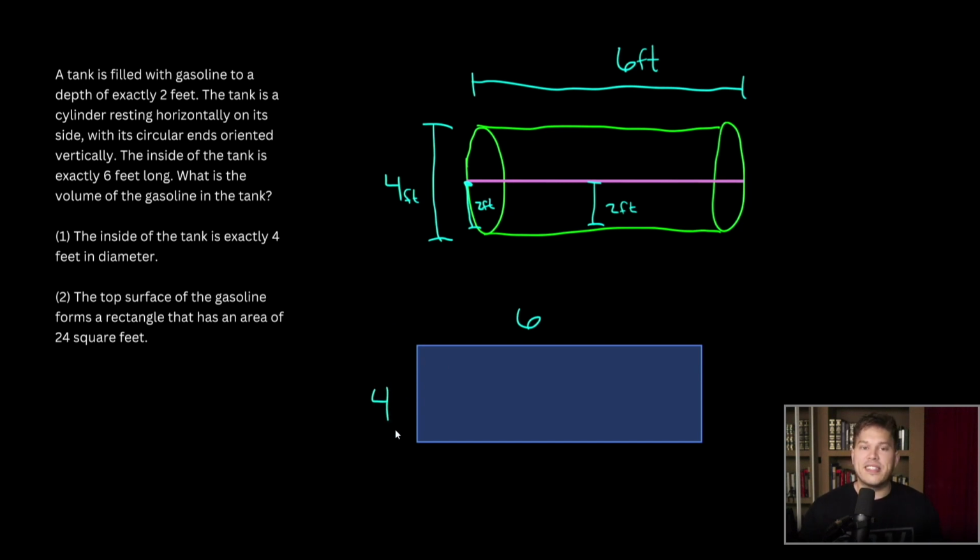Okay, again, this does allow me to determine that my radius will be 2, and I will be able to find out the volume of this tank. Therefore, my answer is going to be choice D. Both statements 1 and 2 independently are sufficient.